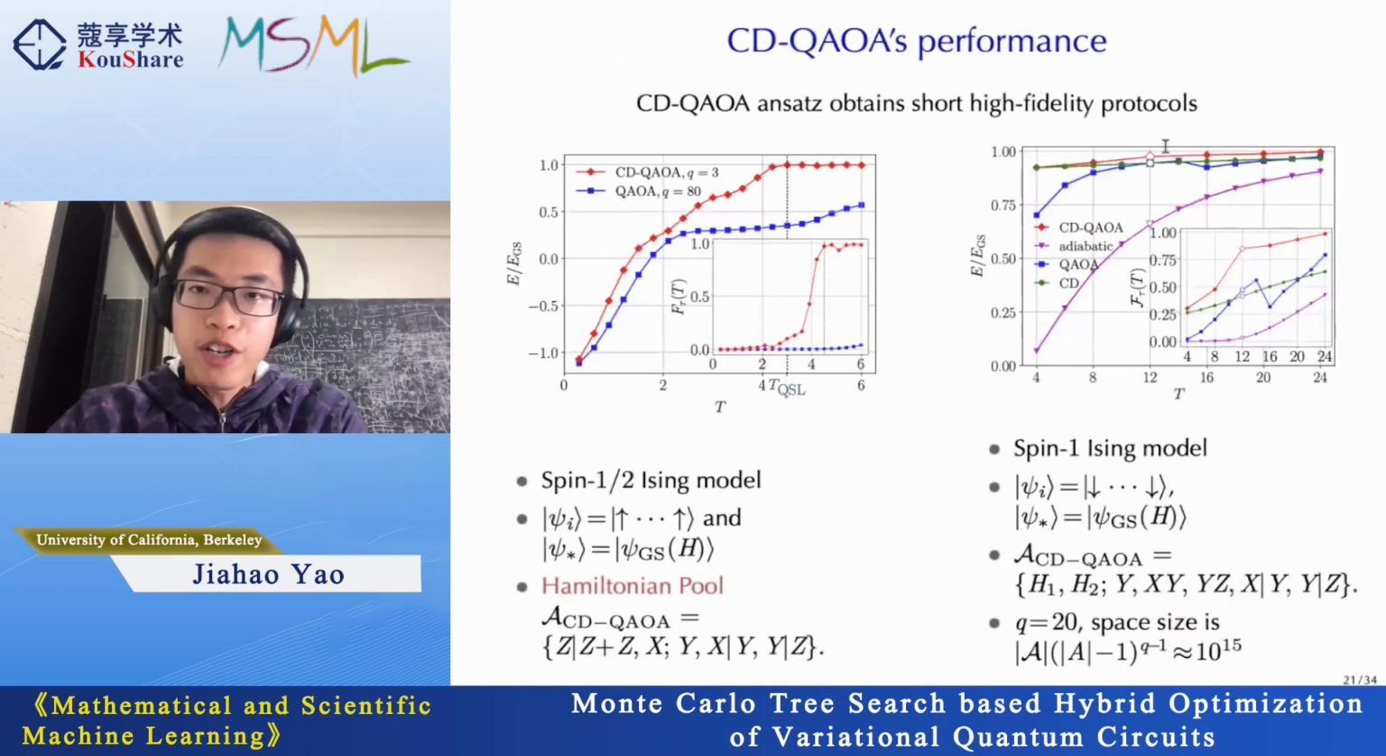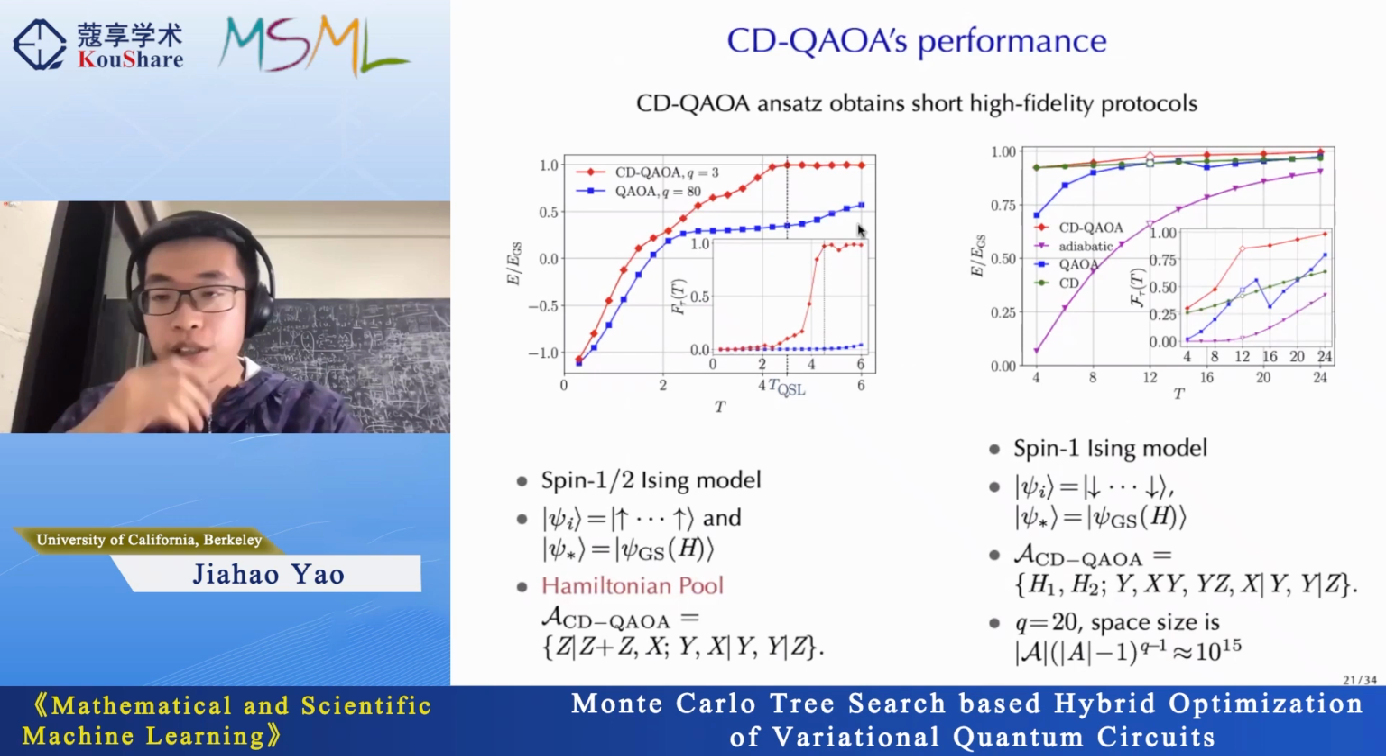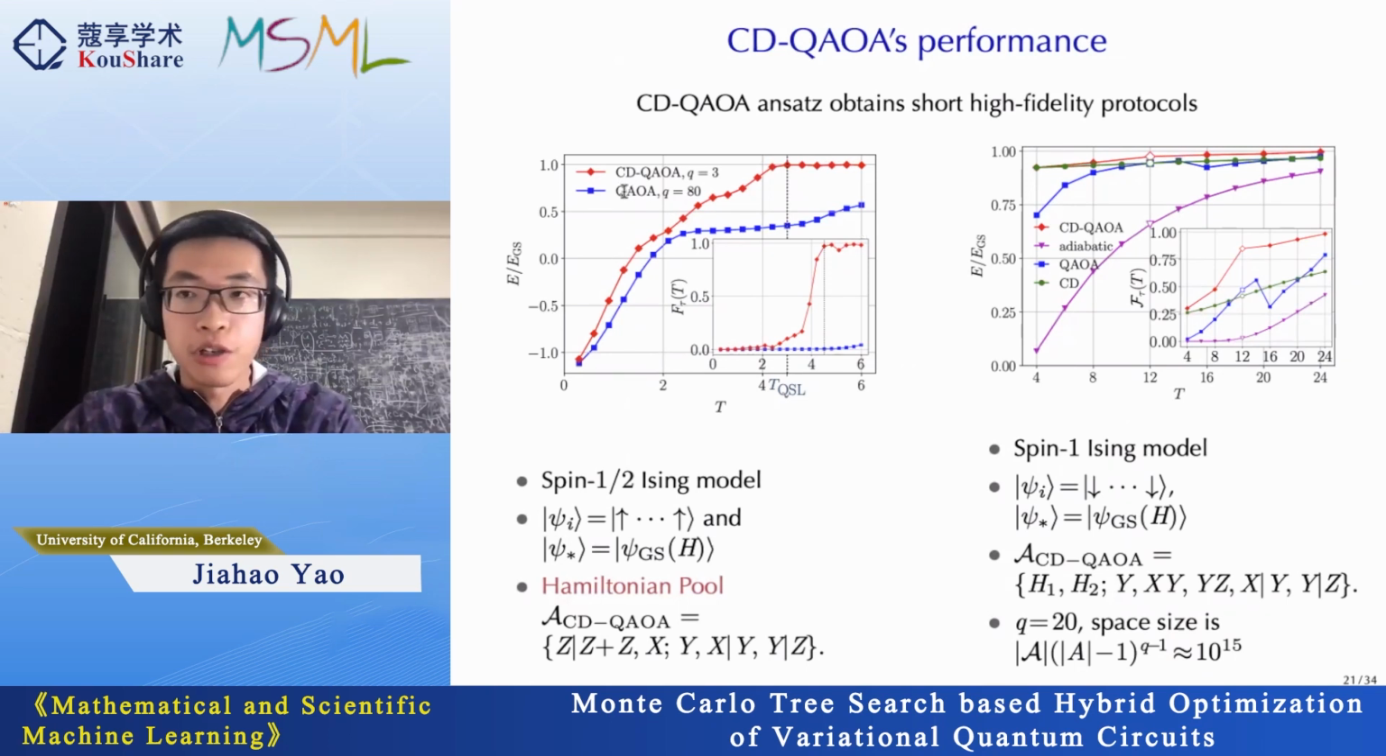And in this figure, we showed the performance of this generous ansatz. It's quite powerful compared with the QAOA ansatz, because if it only uses Q equal to 3, a length of 3, it can beat the QAOA with Q equal to 8 ansatz.